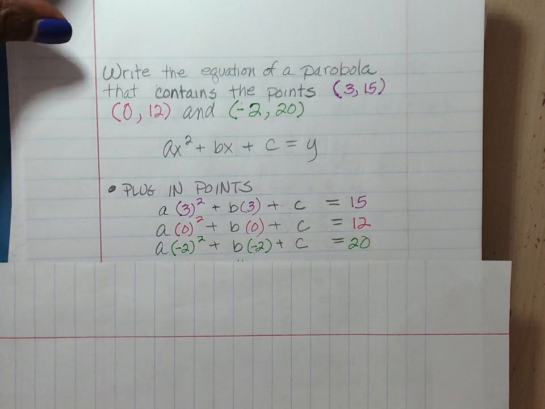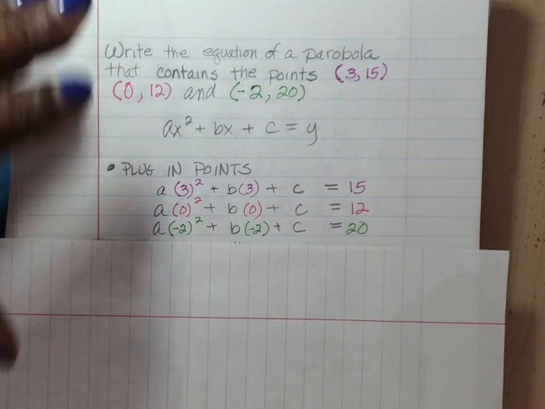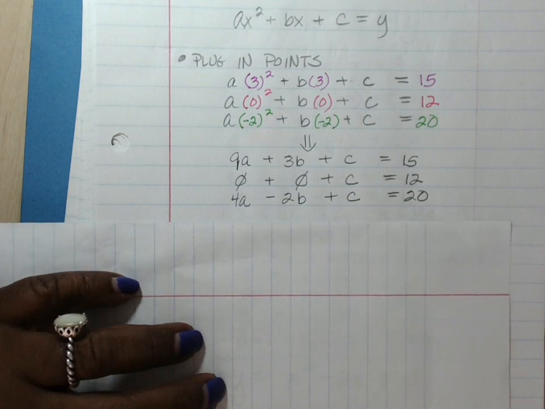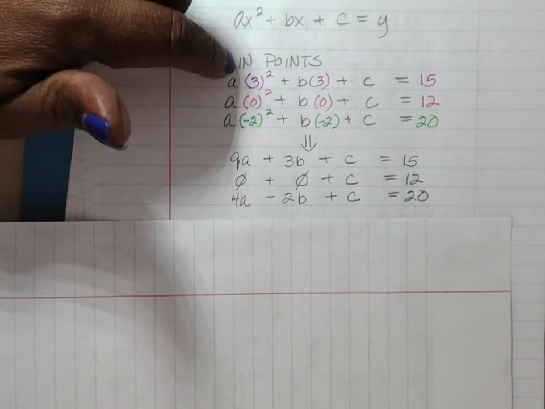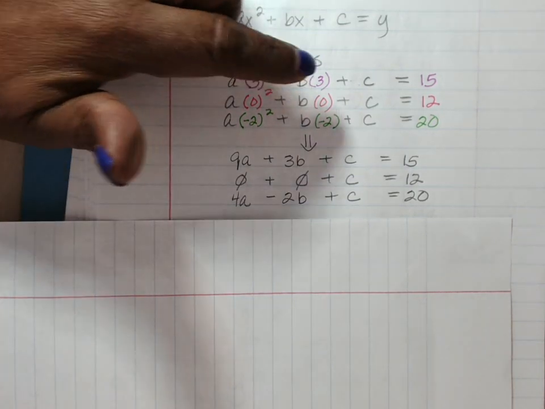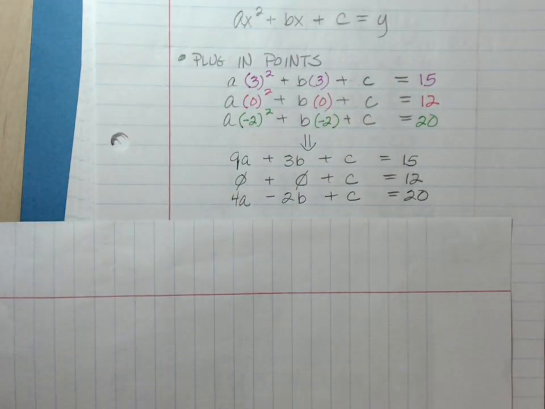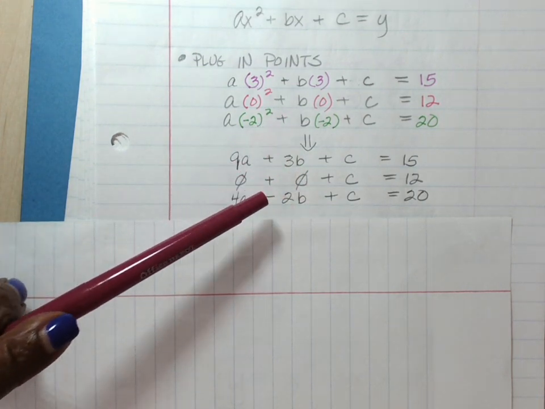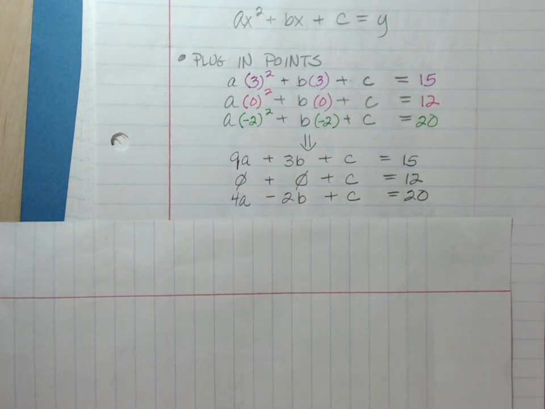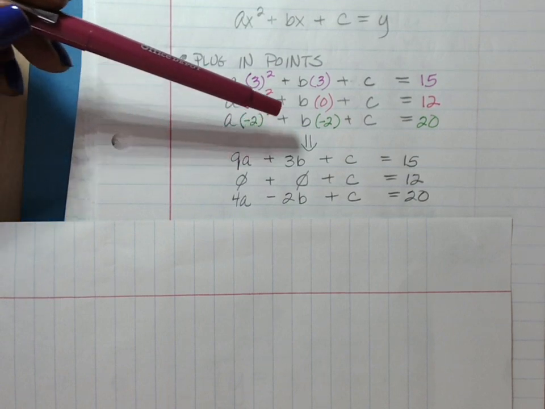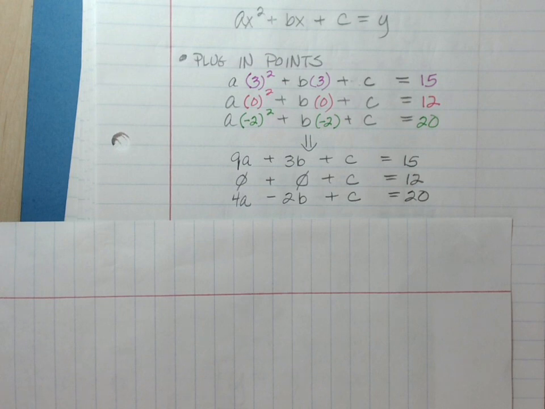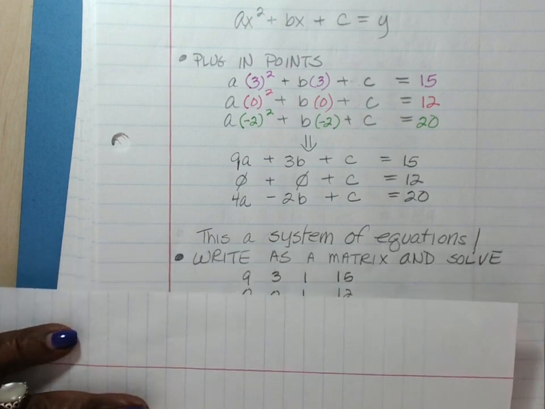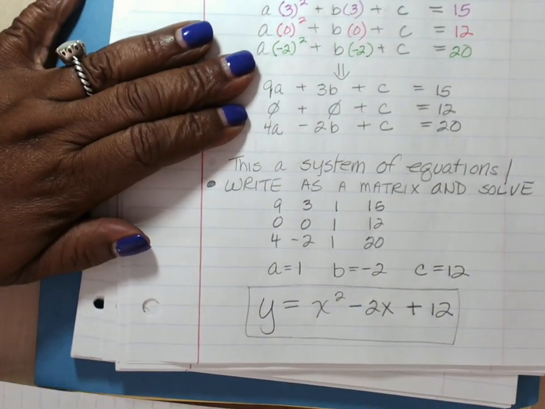So now that you've had a chance to copy that down and take a good look, we're going to do the math and write this as a system of equations. So 3 squared here is 9, so we end up with 9a plus 3b plus c is equal to 15. Then we have 0 times a, so that ends up being 0, and b times 0, that's 0, plus c is equal to 12. And last, this ends up being 4, negative 2, and 20, so we end up with that third equation.